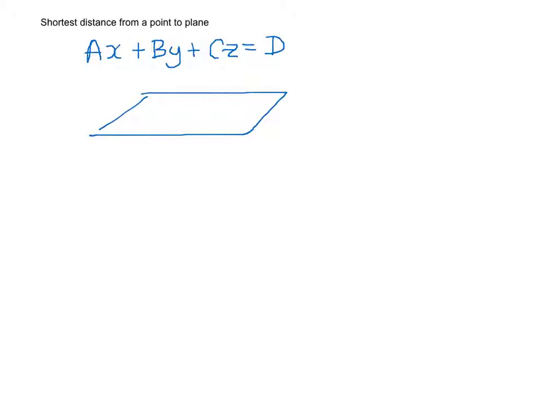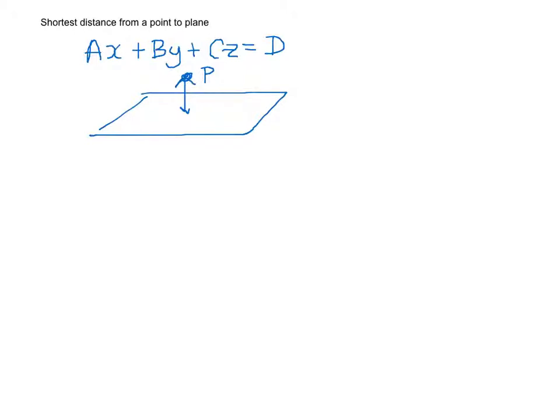The general form of the equation of a plane is ax plus by plus cz equals d. Say we have a plane like this, and there's a point in space, let's call it P, and we're interested to find the shortest distance from P to the plane.